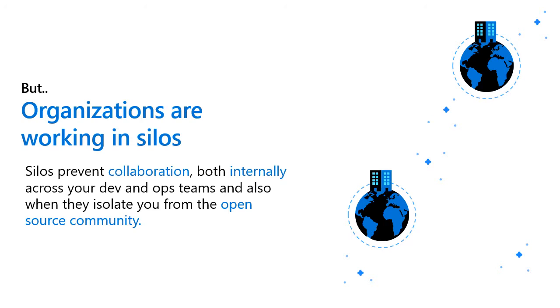But the reality is, in the organizations that you're working for, most likely you're working in silos. You have a set of developers, and each one is developing some aspect of the code. And rarely do they actually collaborate and share code amongst each other. So silos prevent collaboration, internally and across the DevOps team, and it also isolates you from the open source community, which is again a rich source of innovation across application development.